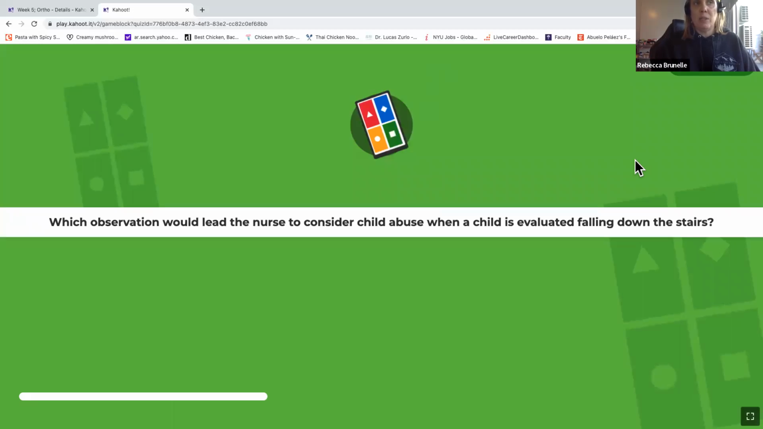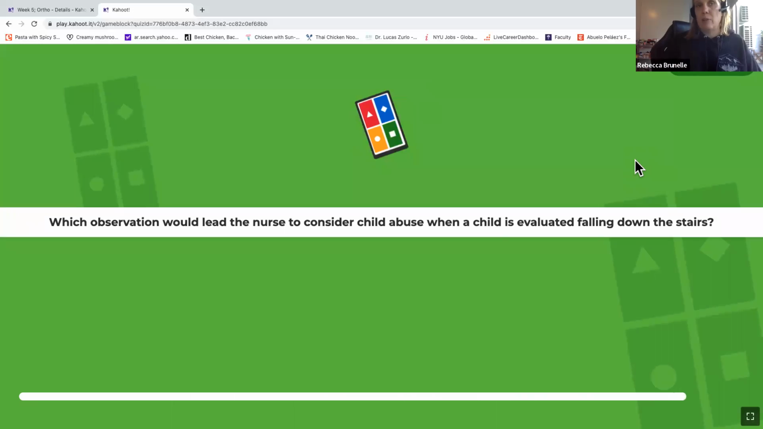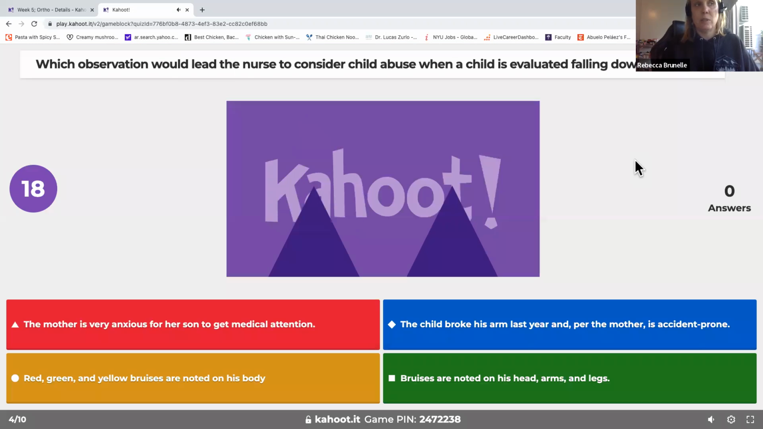Which observation would lead the nurse to consider child abuse when a child is being evaluated after falling down the stairs? The mother is very anxious. The child has red, green, and yellow bruises on his body. The child broke his arm last year, and for the mother, he's accident prone. Or he has bruises on his head, arms, and legs.